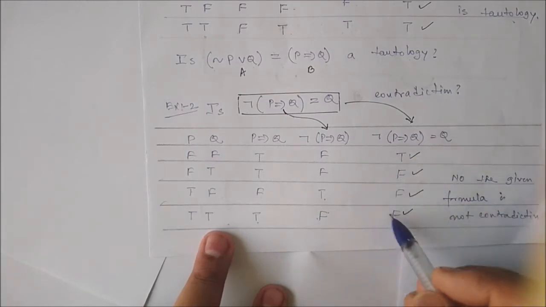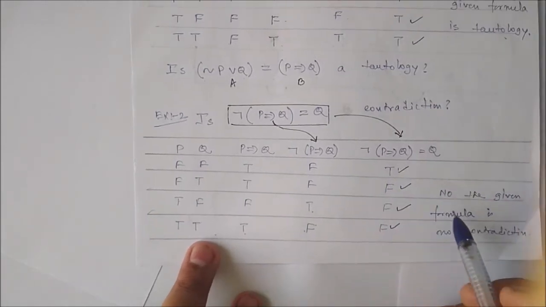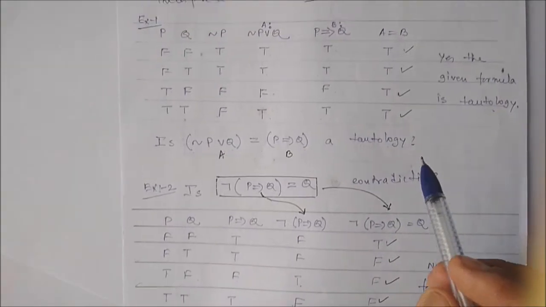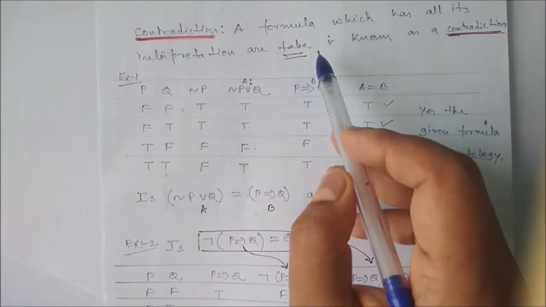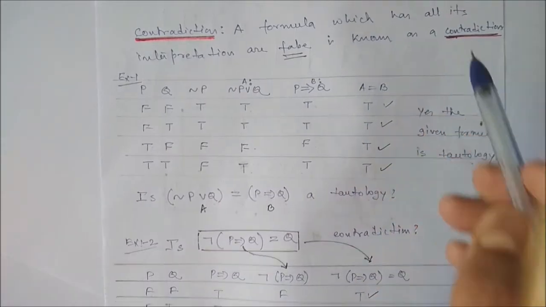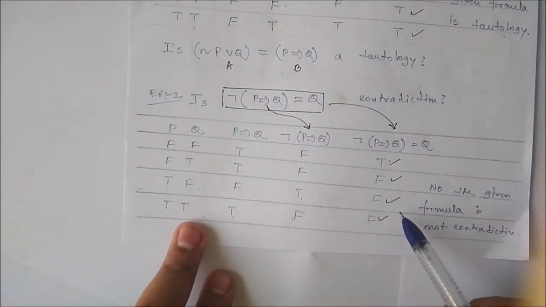Okay, so the question: is it a contradiction? No, it is not a contradiction. You already know what a contradiction is: a formula which has all its interpretations false is known as a contradiction. But here all the interpretations are not false because true is there. So no, the given formula is not a contradiction.